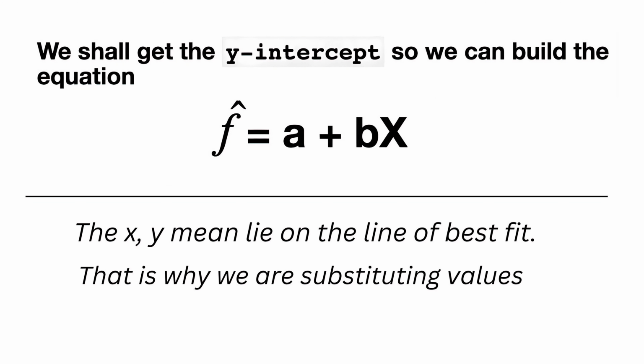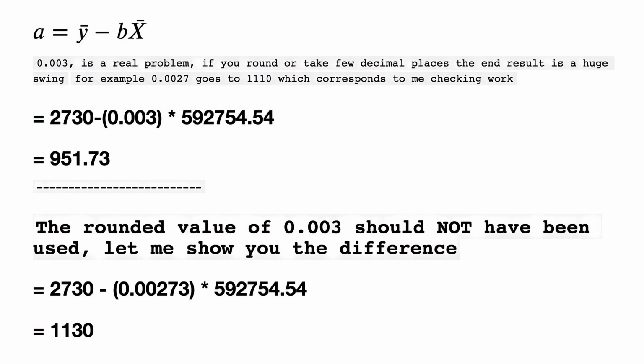Since we have everything rearranged solving for a, I want to try two things. On top we will have 0.003, and on the bottom it's 0.0273, the unrounded value. After plugging in the mean of y, which is 2730, subtracted by 0.003 multiplied by 592754, which should be rounded to 55 instead. The top says 951, which should be rounded to 952, and the bottom is 1130.